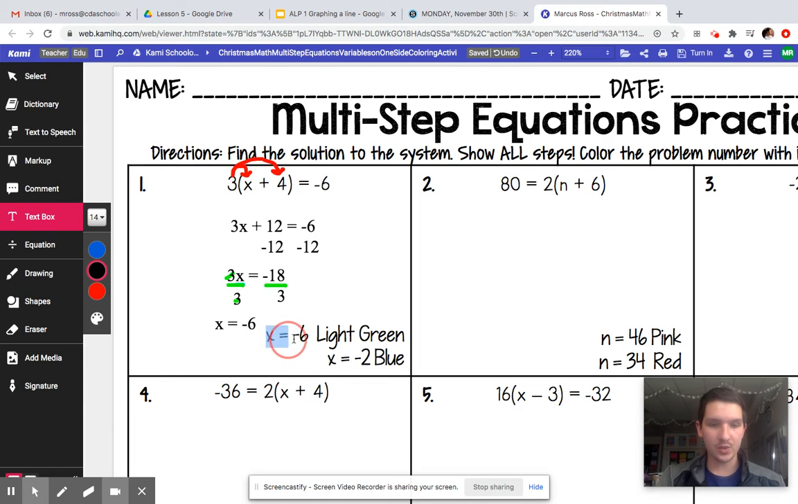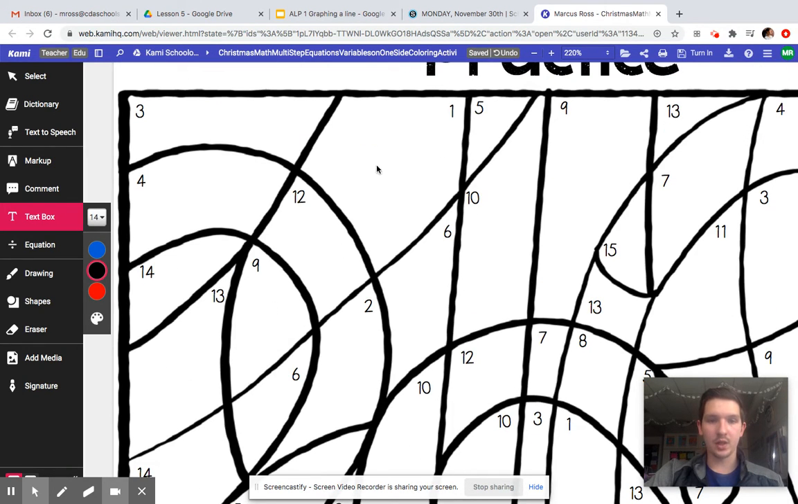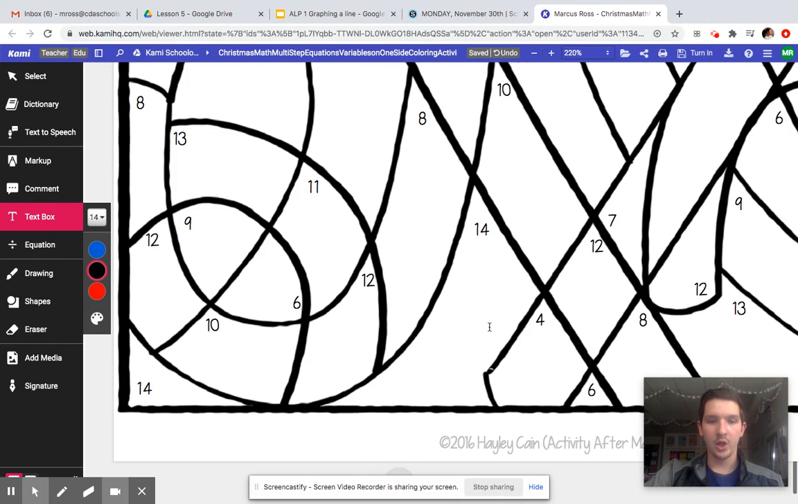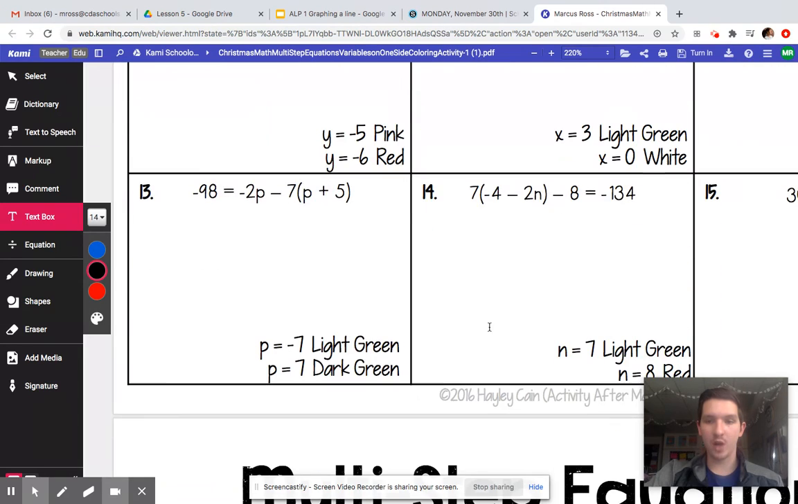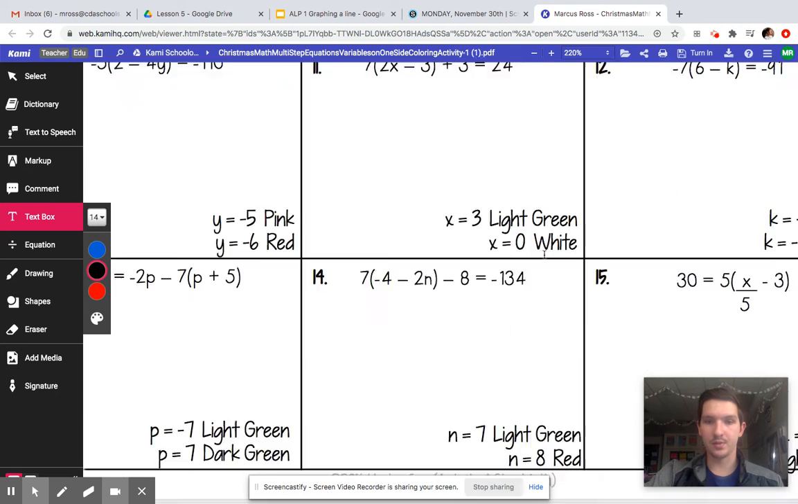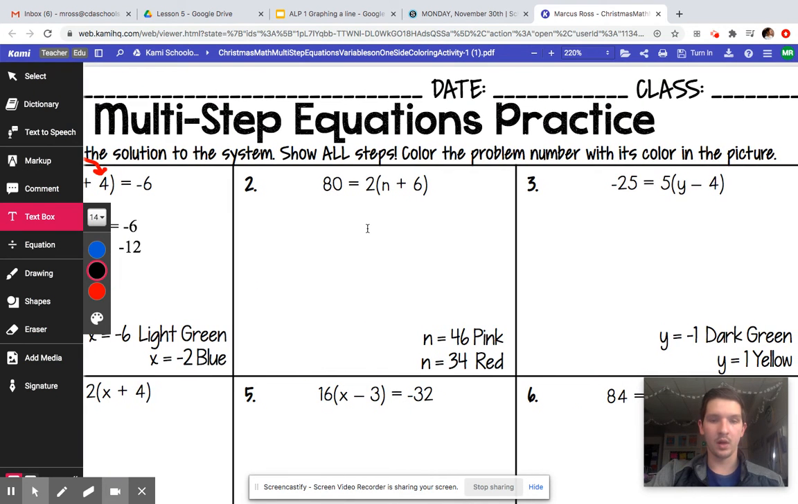And so what you're going to do is find your answer. -6 is light green. So everywhere you see a 1, because we're in problem 1, you're going to color light green. So scroll down. This is a 1, so you're going to color this light green. This is a 1, so you're going to color this light green, okay? Notice how there are 15 problems and 15 different numbers. And that is how you solve this. All right, if you have any questions, let me know.